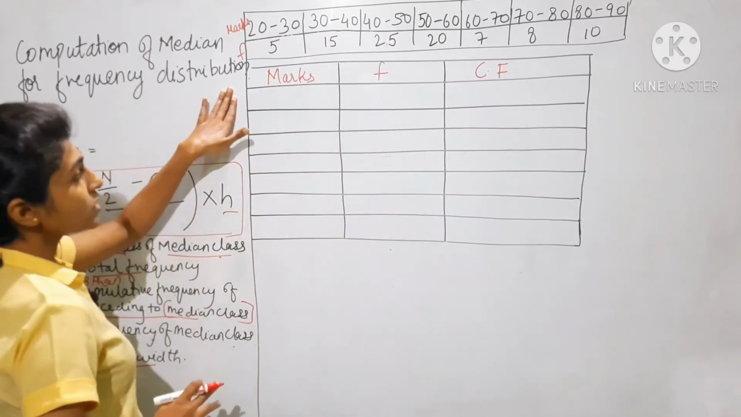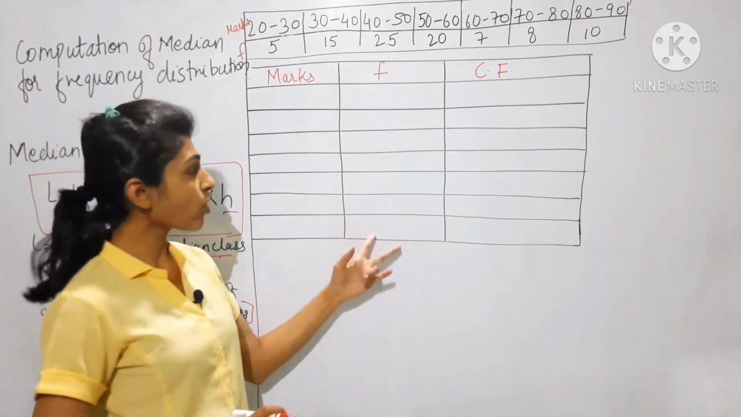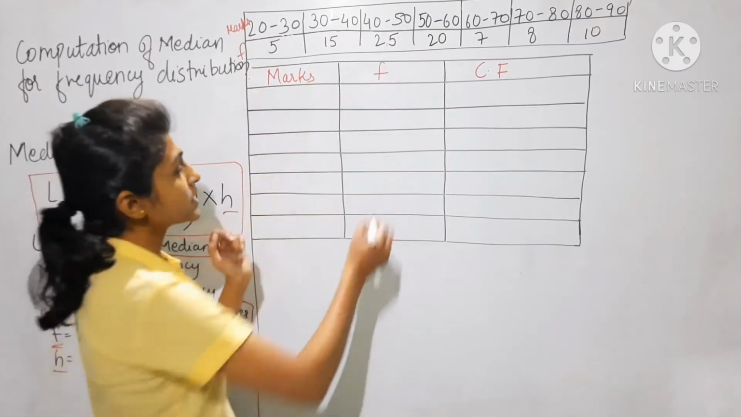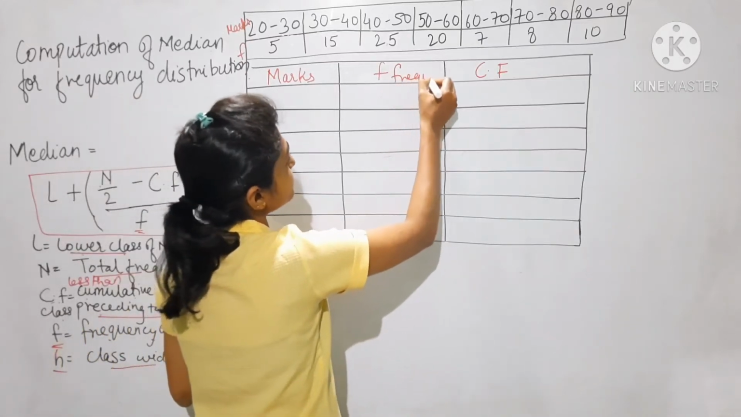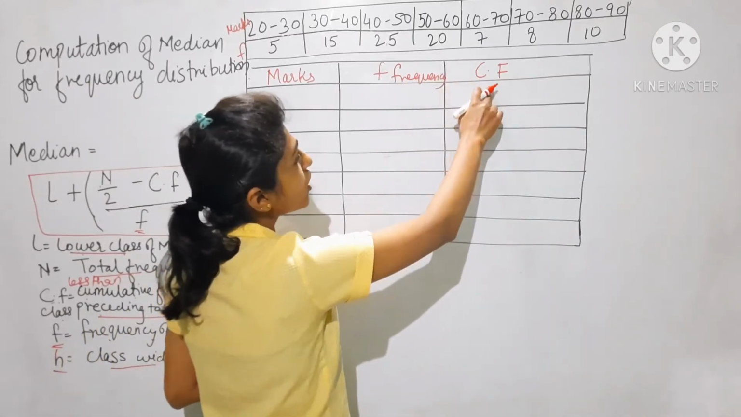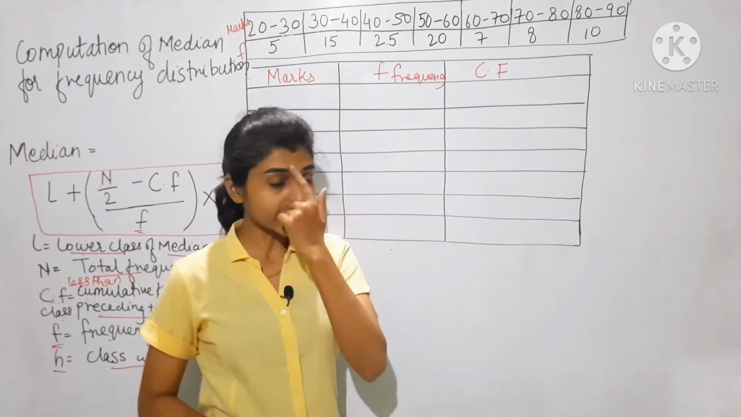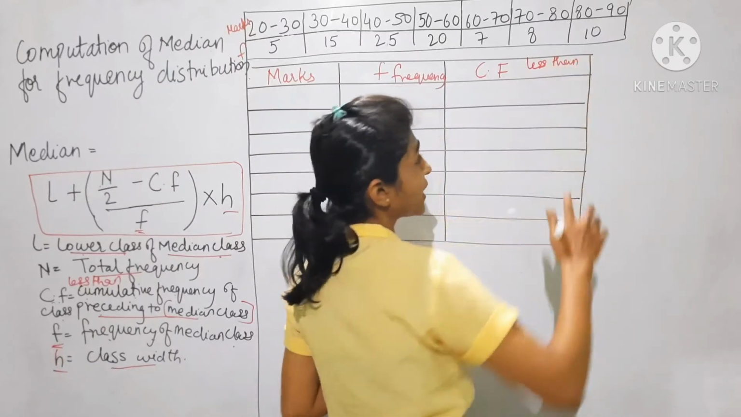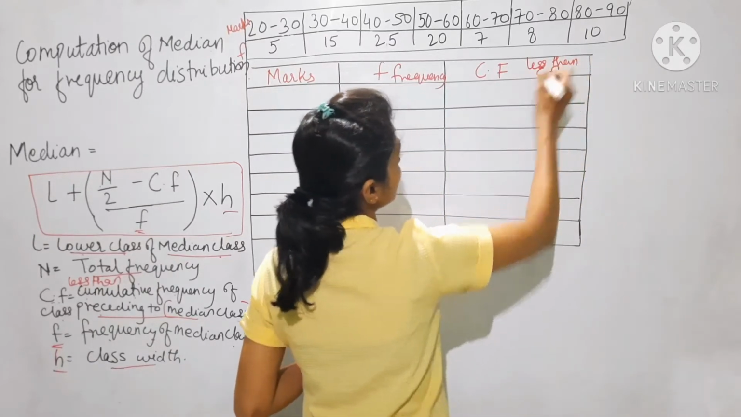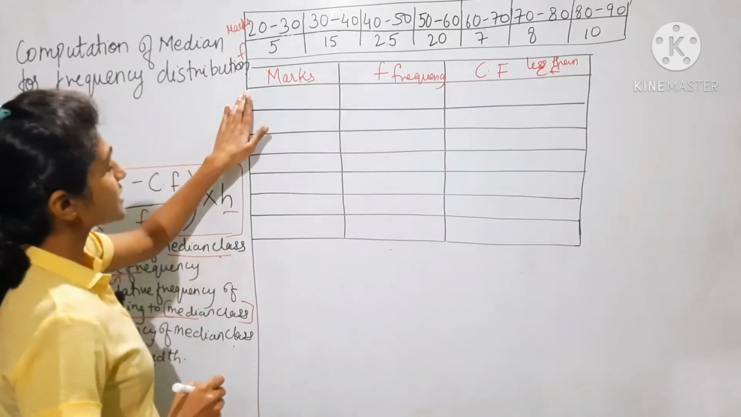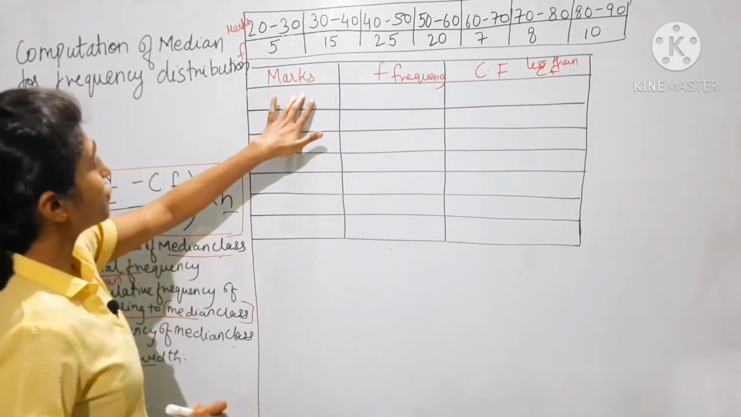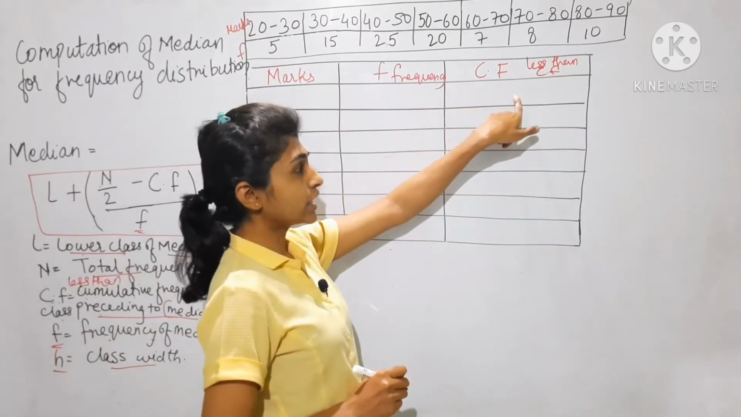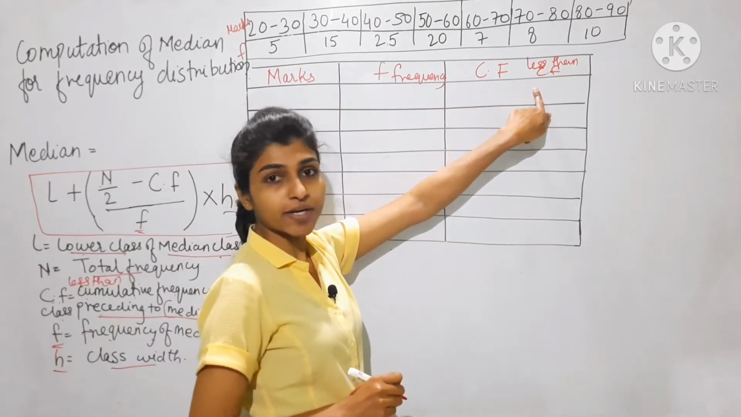So the solution is, prepare 3 columns. First will be the marks, second will be f, the frequency. Third column will be cumulative frequency, that is less than cumulative frequency. Okay, this is compulsory, prepare 3 columns for calculation of median. Now classes and frequency you will get from the example itself. Next, for the third column we have to find the cumulative frequency.